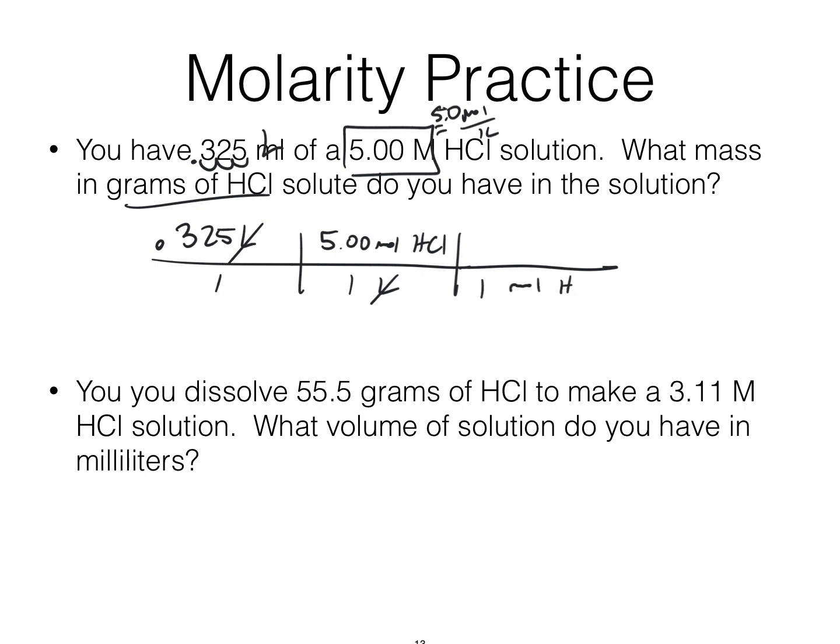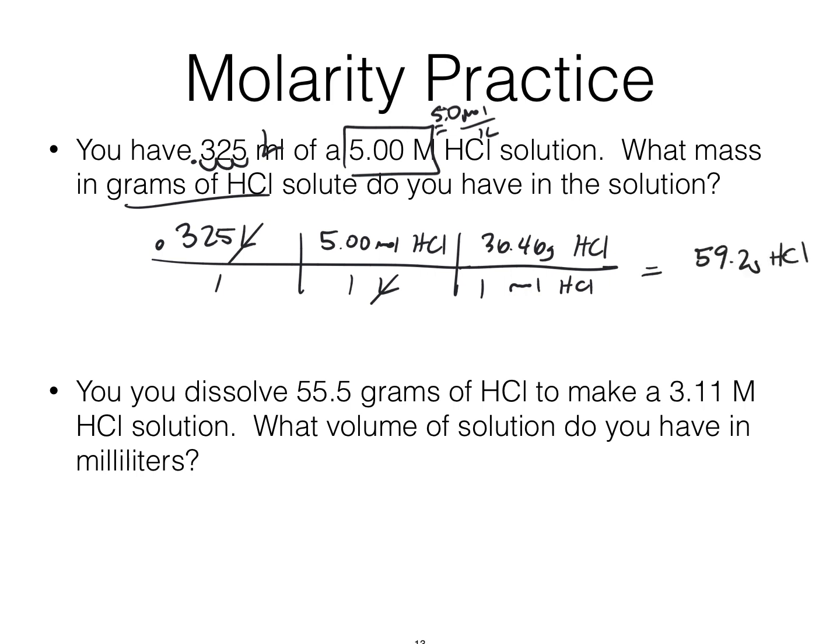Well, 1 mole of HCl is equal to 36.46 grams, added up off the periodic table. And now I've got my numbers. I got 0.325 times 5 times 36.46, and the answer is 59.2 grams of HCl.